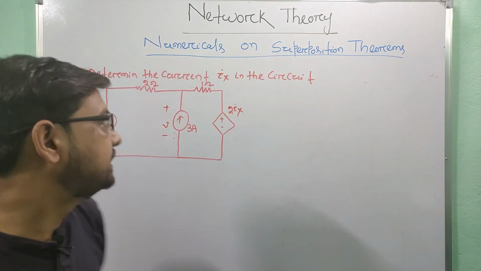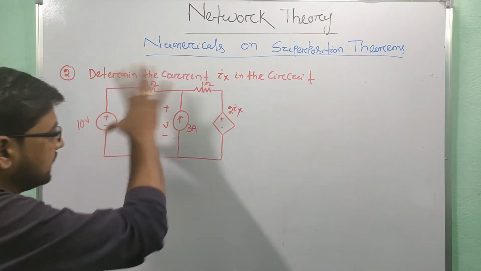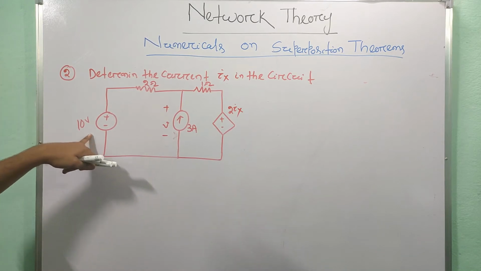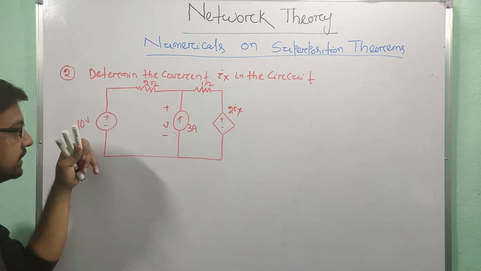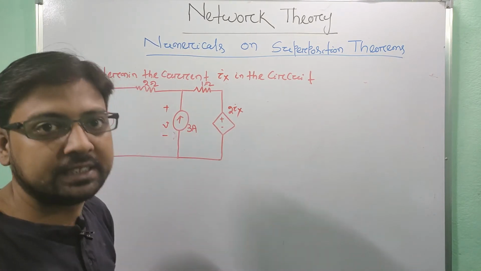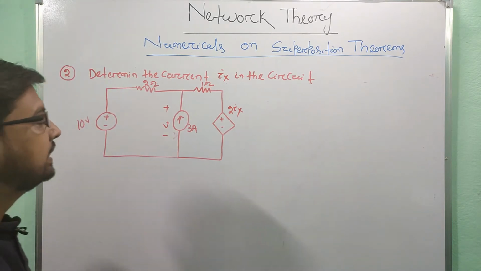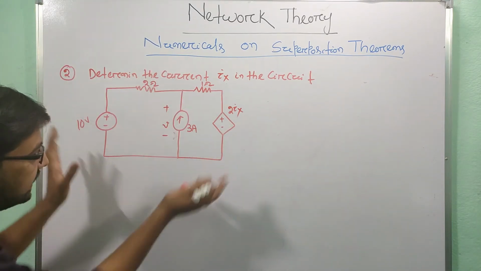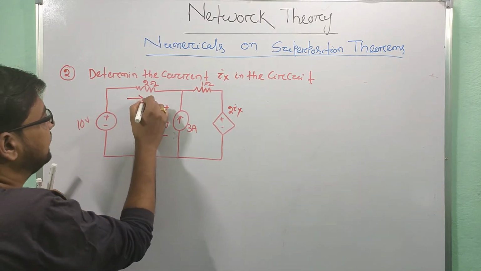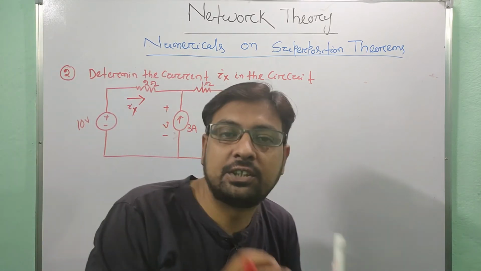Okay, the next question is: determine the current Ix in the circuit. In this circuit I have three sources. One is an independent voltage source, another is an independent current source, and the third one is a dependent voltage source. For this circuit I will determine the current Ix, by applying the superposition theorem.